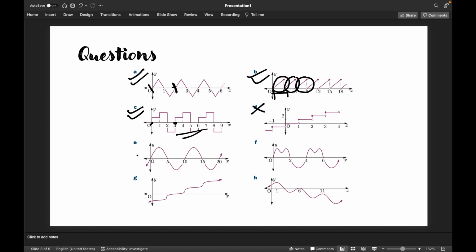And now what about E? Of course it is. And so is F. And G and H are not. So the answers were A, B, C, E, and F. So these were the periodic functions.